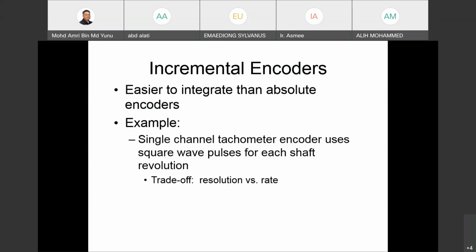And now we have the incremental encoder. It is easier to integrate than the absolute encoder. For example, a single channel tachometer encoder uses a square pulse for each sub revolution, and the trade-off is resolution versus rate. It means that the higher the resolution, the rate of detection is also affected.